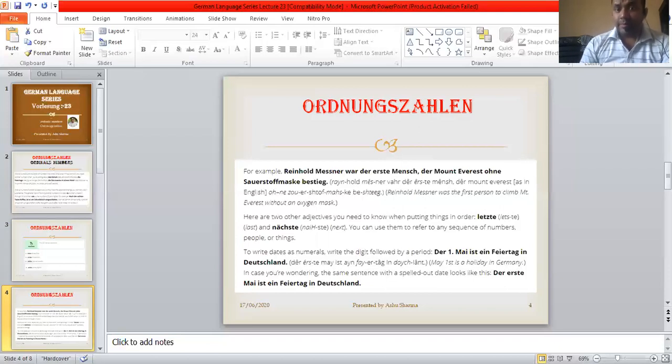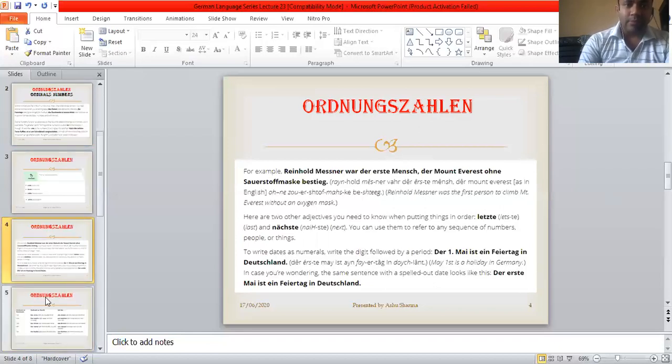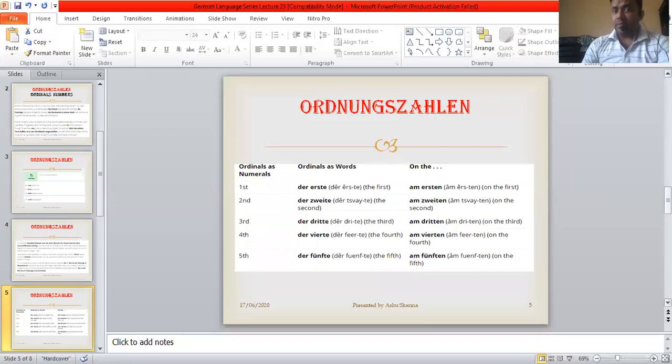So with dates, there is some significance of ordinal numbers, and these rules are very important when we work with them. Now here is a list: der erste, the first, am ersten, on the first. Second, der zweite, the second, am zweiten, on the second. Third, der dritte, the third, am dritten, on the third. Fourth, der vierte, am vierten, on the fourth. Fifth, der fünfte, the fifth, am fünften, on the fifth.